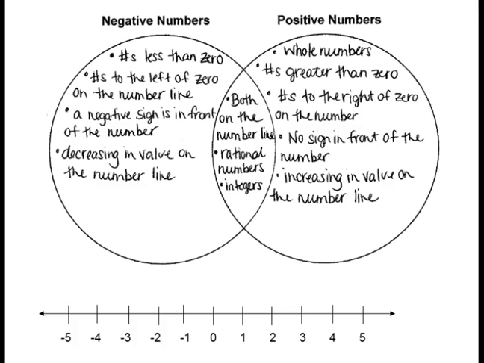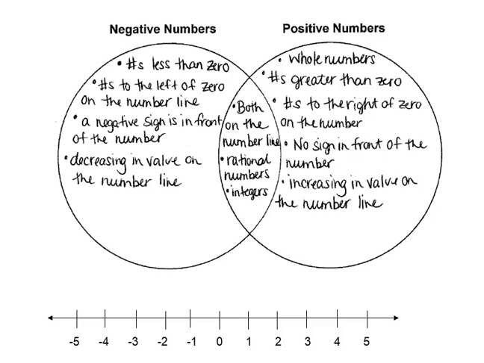So the first thing I'd like you to do is look at this Venn diagram, and we're going to talk about the similarities and differences between negative numbers and positive numbers. Let's start off by talking about the difference between negative numbers and positive numbers. Positive numbers are whole numbers, and if you remember from our number system video, whole numbers are numbers greater than zero. So on our number line down here, here's zero, and all the numbers greater than zero are positive numbers. Negative numbers are numbers less than zero.